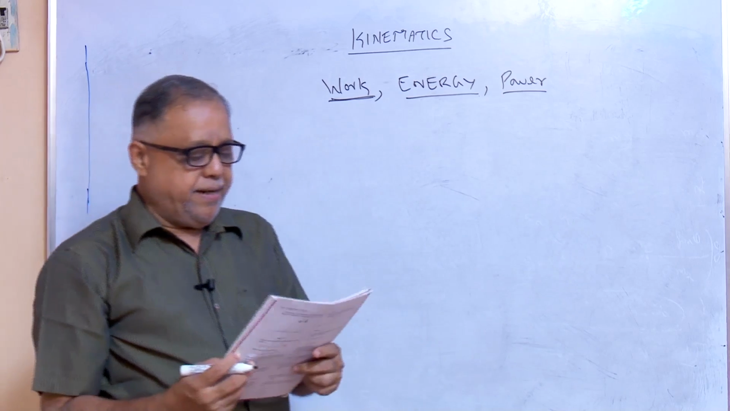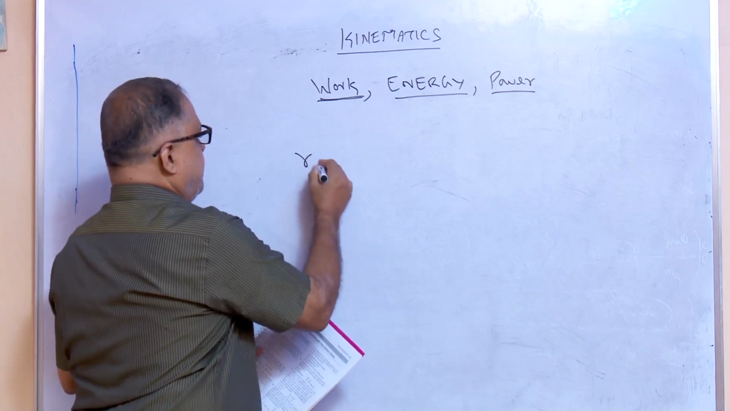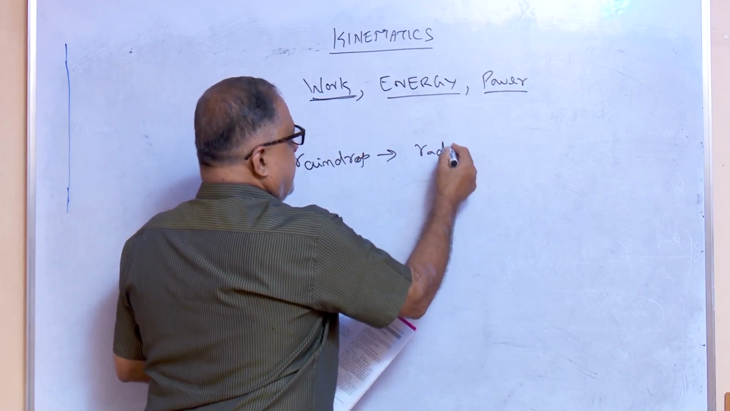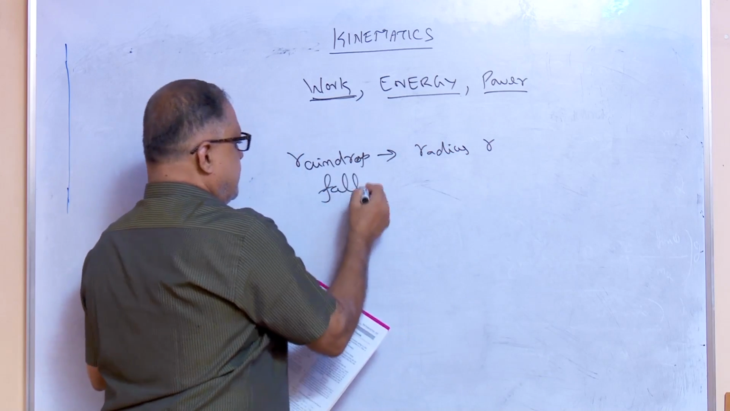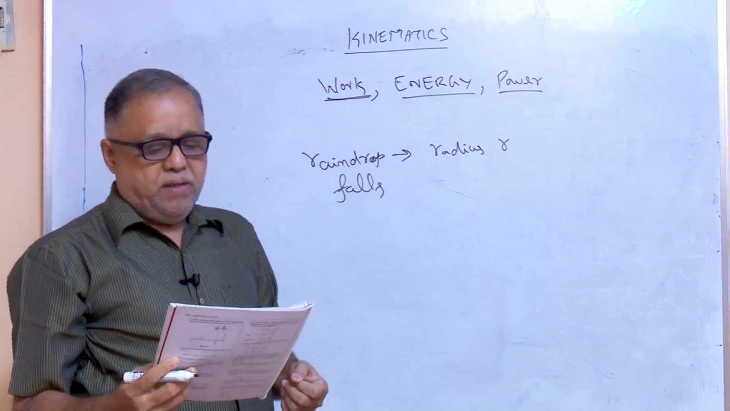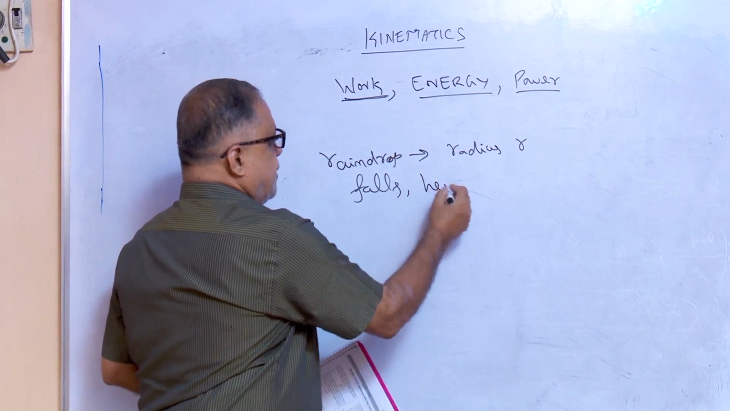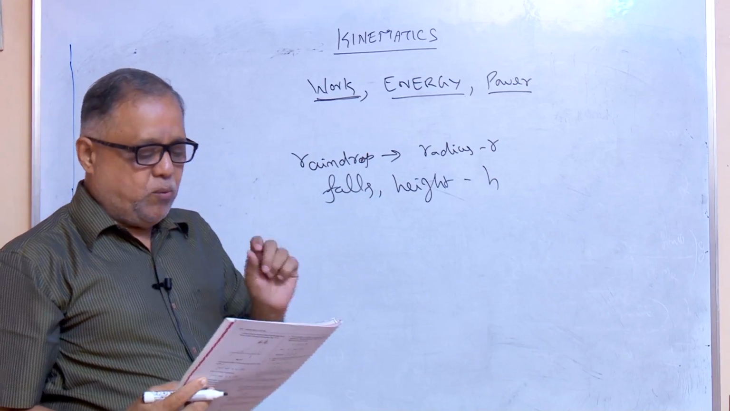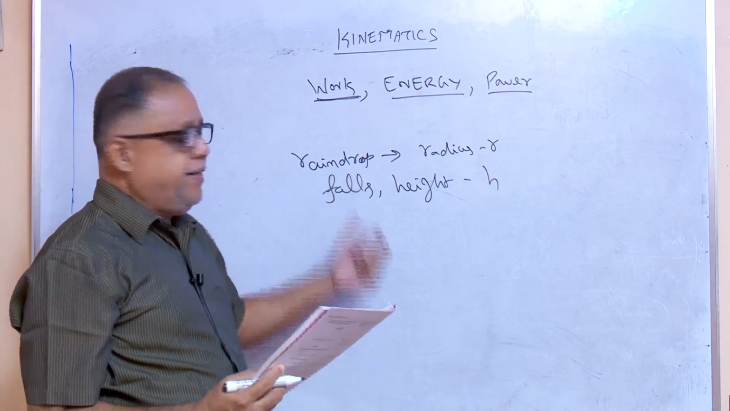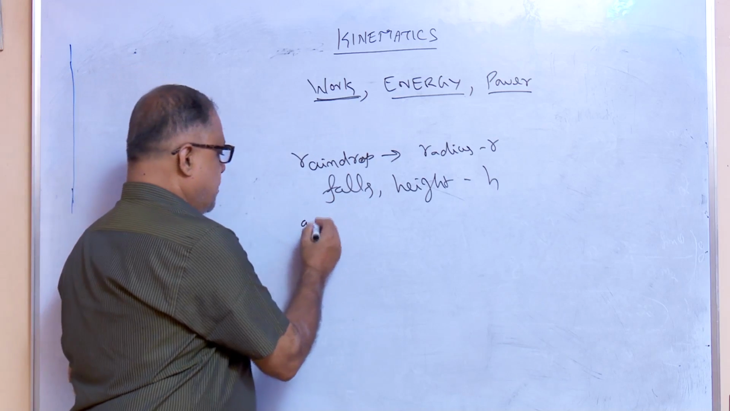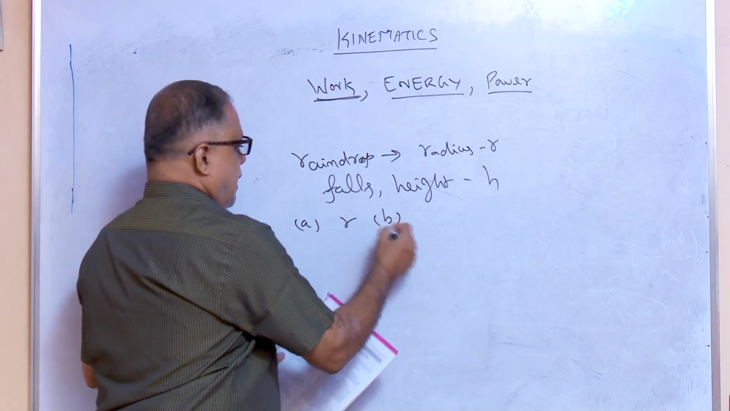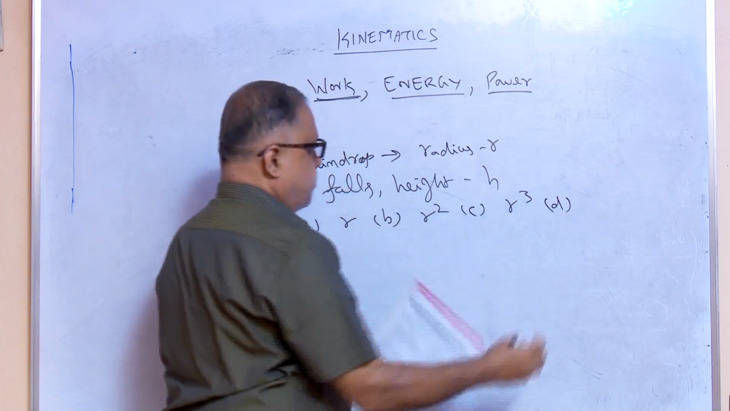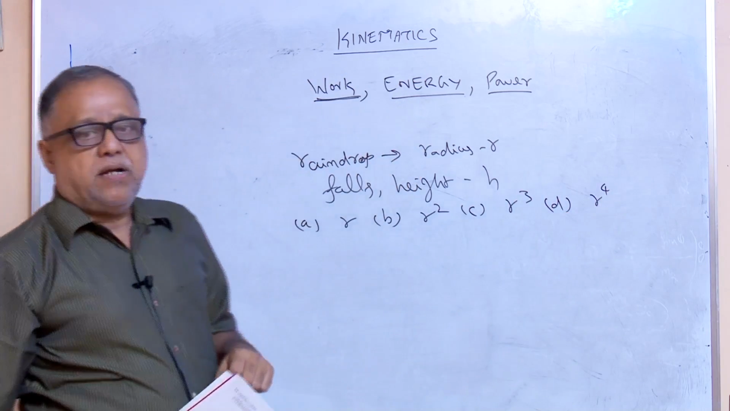Now we will take this problem. A raindrop of radius r falls. When there is a heavy rain, we are talking about the raindrop falling from a certain height h above the ground. Now they are asking to find the work done by the gravitational force on the raindrop, which is proportional to. They give options: r, r square, r cube, and the last one r power 4.